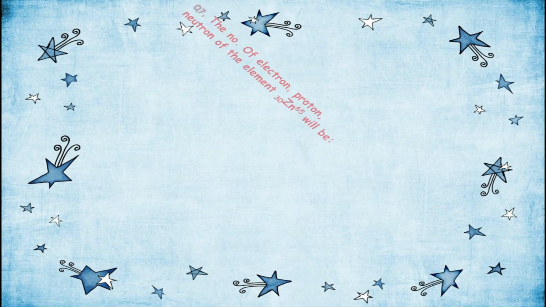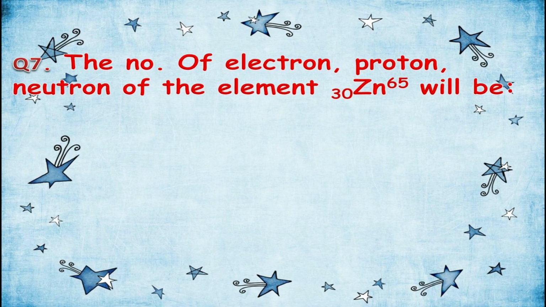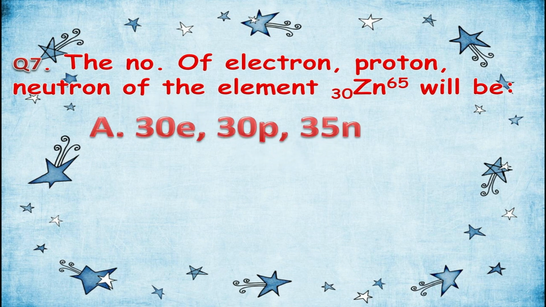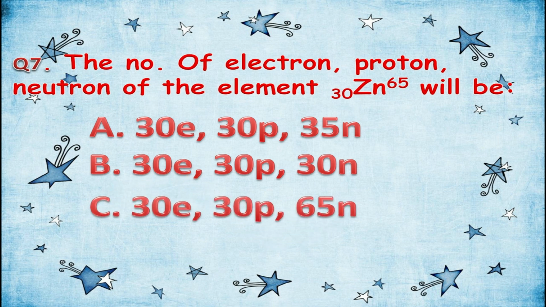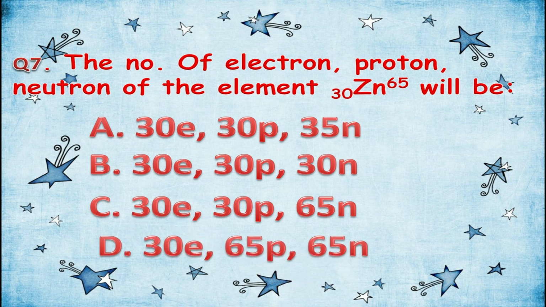Question number 7 is: the number of electron, proton, neutron of the element 30Zn, means zinc 65, will be. Zn is the symbol of zinc. Option A is 30 electrons, 30 protons, 35 neutrons. Option B is 30 electrons, 30 protons, 30 neutrons. Option C is 30 electrons, 30 protons and 65 neutrons. Option D is 30 electrons, 65 protons and 65 neutrons. Your time starts now.